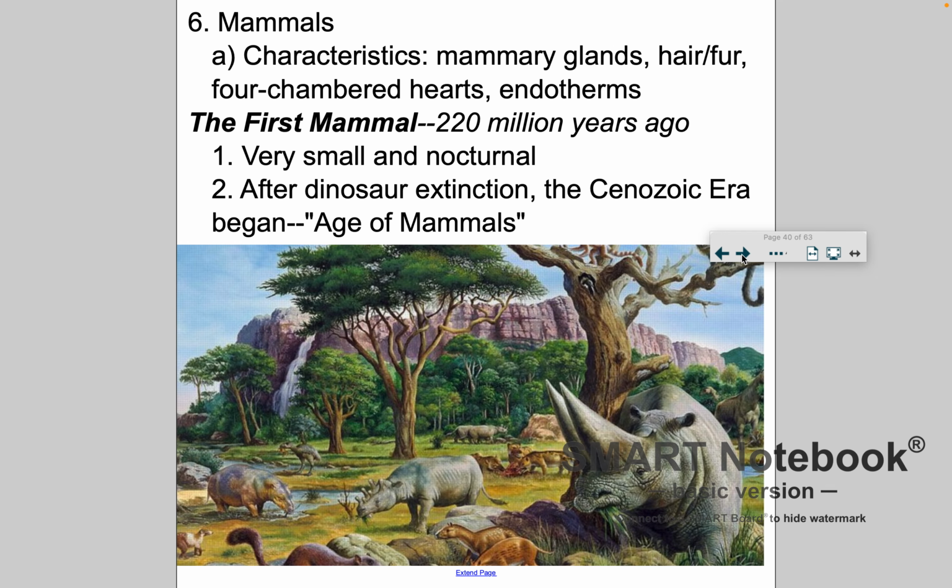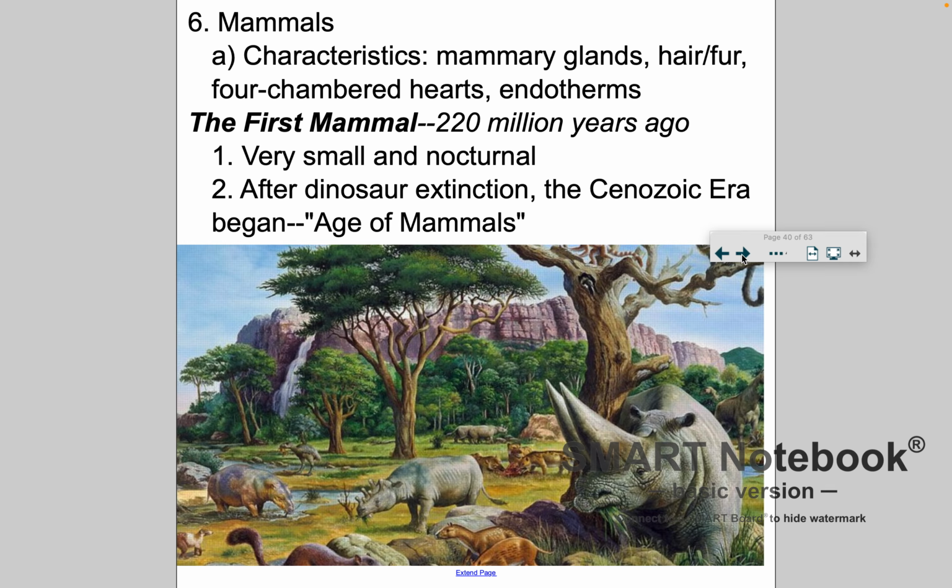So dinosaurs gone. Small mammals did coexist with the dinosaurs at the time. They were the size of rodents, but now that they're gone, it gave way to them, the age of the mammals, if you will. So what is a mammal? A mammal has mammary glands, they have hair or fur, and four-chambered hearts, and they're endotherms, which means that we maintain our own body temperature.